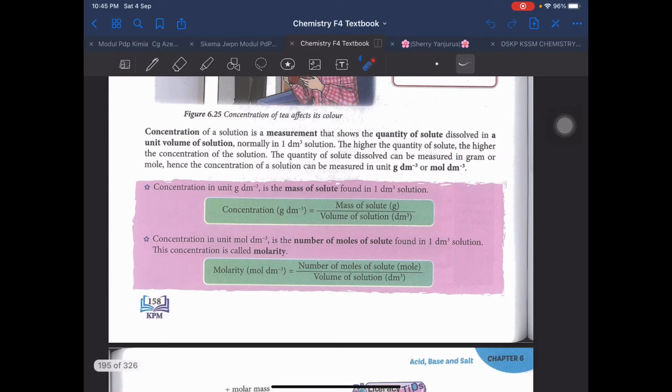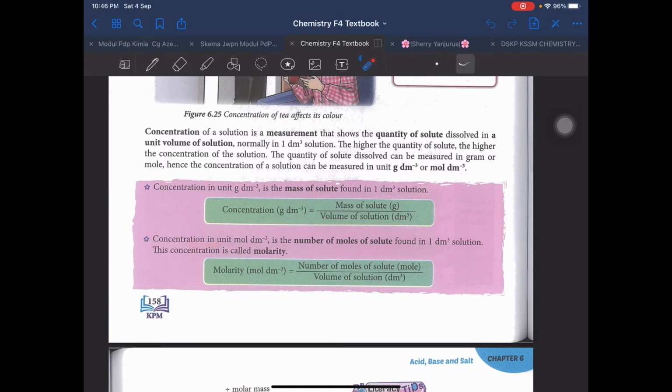Let us look at the formula over here. Concentration in unit gram per cubic decimeter is the mass of solute found in 1 cubic decimeter of solution. Maksudnya di sana, berapa gram dalam 1000 solution, contohnya. Okay, so this unit shows that the formula for the concentration is you put the mass, yaitu gram pelarut di atas, and then you put the volume of solution di bawah.